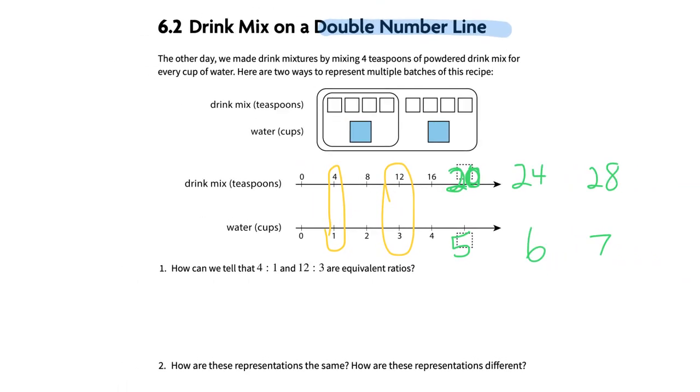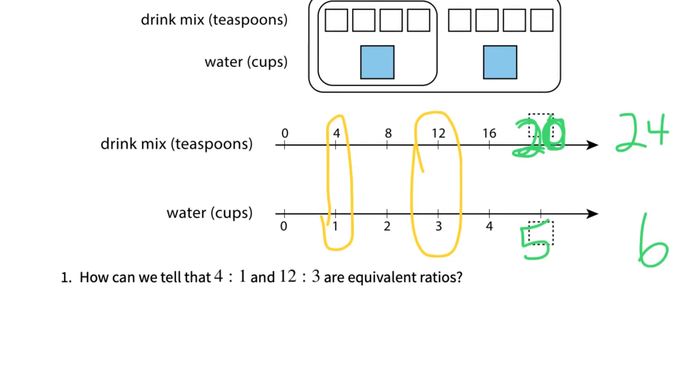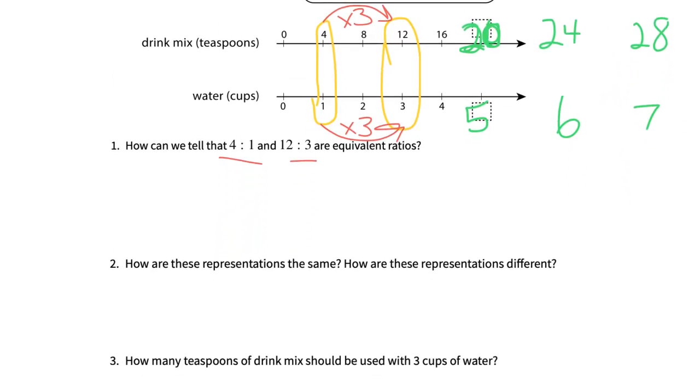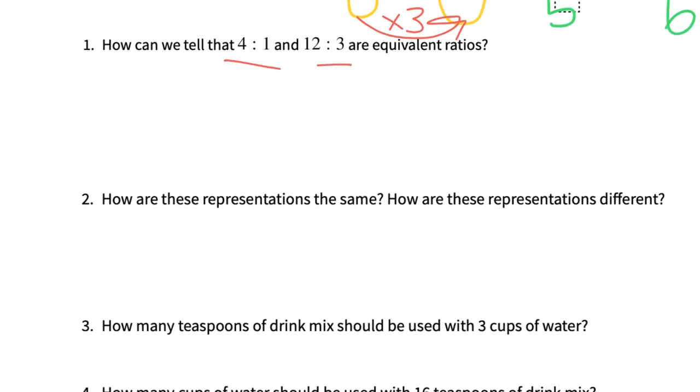All right, so if we want to make sure that 4-to-1 and 12-to-3 are equivalent ratios, well, we can take a look and we can see that, oh, look at that. 4 times 3 gives us 12, and 1 times 3 gives us 3. Therefore, these two ratios are equivalent, right? So that's one way to be thinking about it. Is that the only way to explain it? Absolutely not. There are other ways.